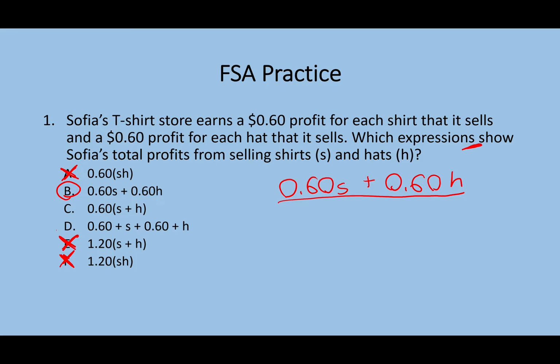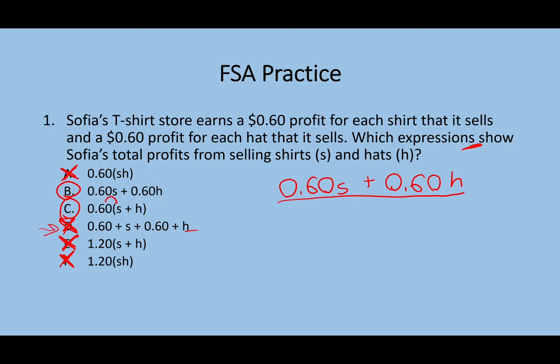Now here, for D, unless I'm mistaken, 0.60 plus S plus 0.60 plus H, there's no multiplication here. And I know that 0.60 is being multiplied by S and 0.60 is being multiplied by hours. It's a profit per hour. It's a profit per shirt. I'm sorry, not hours. A profit per hat and a profit per shirt. Per, in this case, would be multiplication. There is no multiplication here. D is wrong. I already know that C has to be the right answer, but let me check.